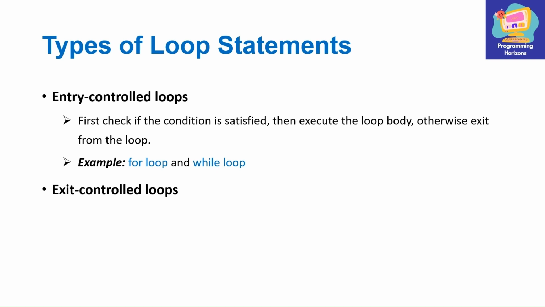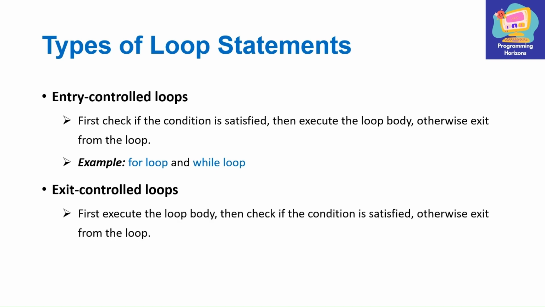The second category of loop statements are exit controlled loops. In this case, we first execute the body of the loop and then check if the condition is satisfied or not. If the condition is not satisfied, then we exit from the loop. An example of exit controlled loops is the do while loop. Let us now study entry controlled loops.